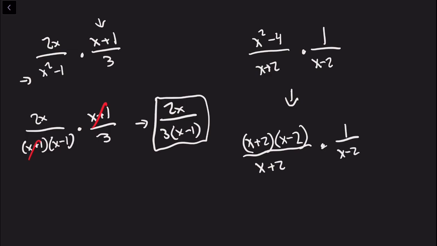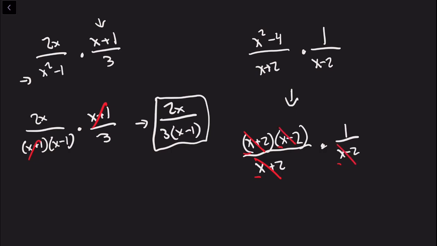Let's see what we can cancel out on the tops and the bottoms. So we have an x plus 2 here on the top. We have an x plus 2 here on the bottom. We can cancel those out. We have an x minus 2 here on the top and an x minus 2 here on the bottom. We can cancel those out as well.